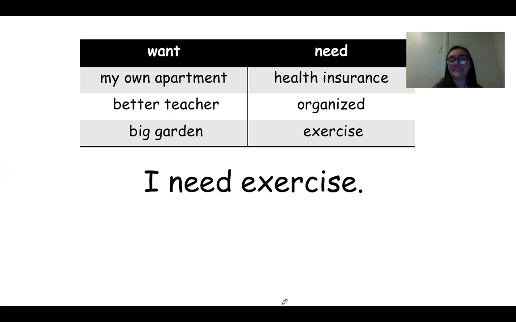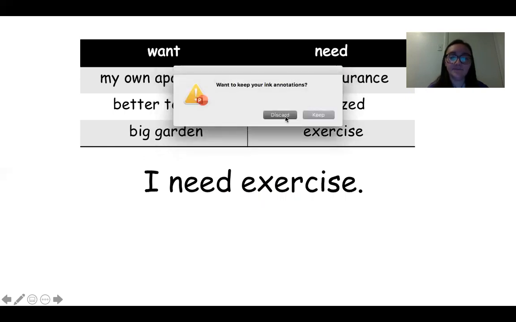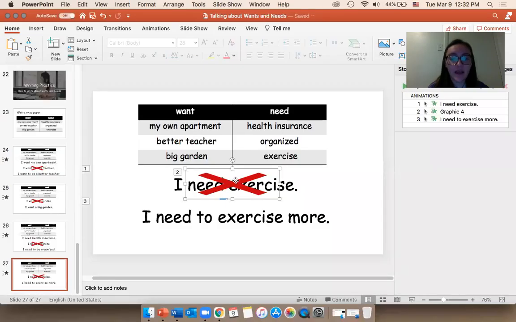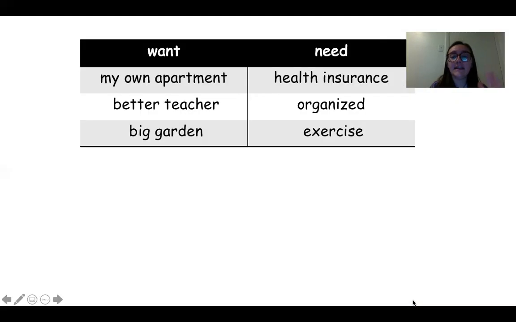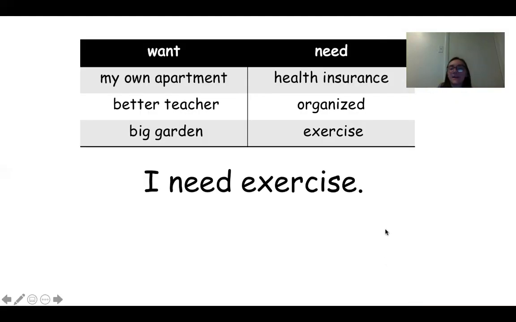So the last one, I need to exercise. This one is correct. "I need to exercise" is just fine. So really, it's not that it's incorrect. So let me fix that right now and just get rid of that big X that is making it seem like it's wrong. I need to exercise, or when you say I need exercise, that's okay.